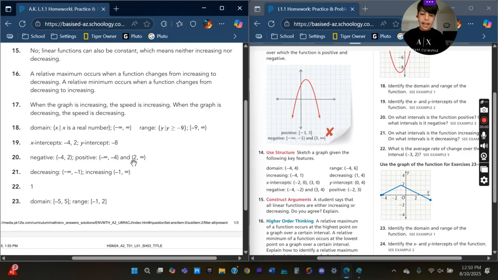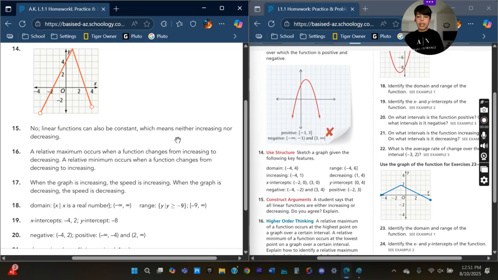For number 15, it's saying a student says that all linear functions are either increasing or decreasing. Do you agree? Explain. A linear function is just a line on the graph, a line going this way or a line going this way. Remember my camera is flipped. A line going from the top left to bottom right would be a decreasing line, and a line from the bottom left to top right would be an increasing line. The student's saying that's the only thing that is possible.